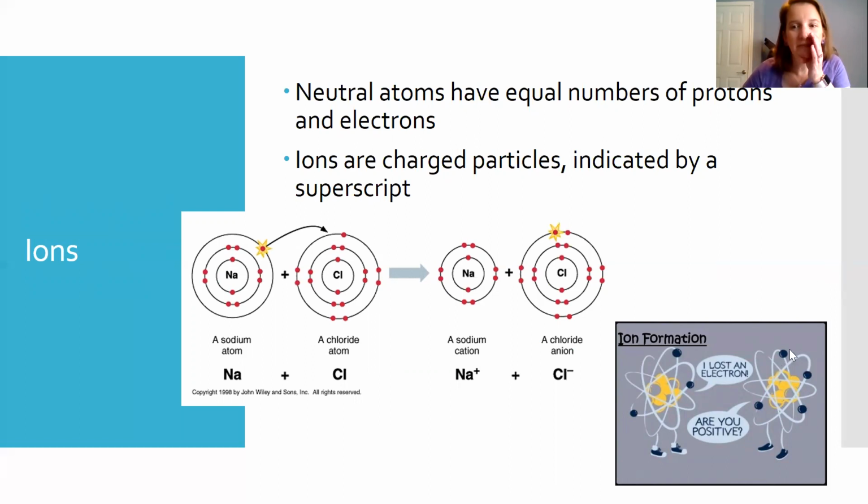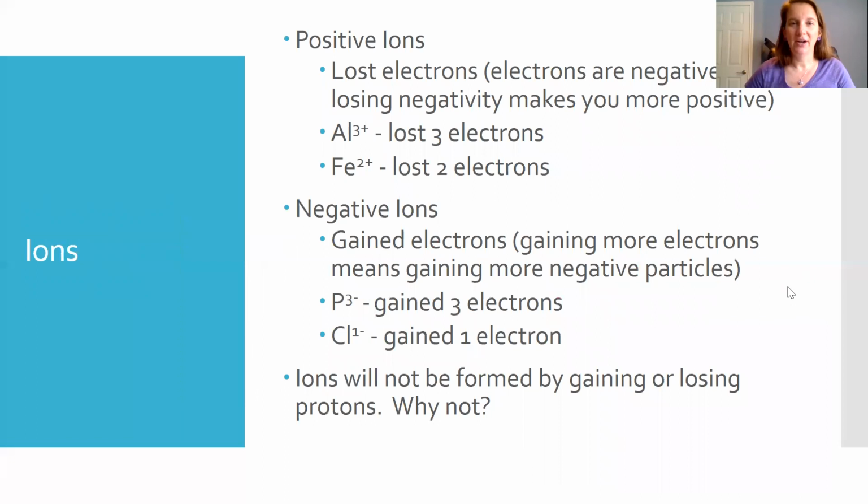I have this shirt that's here at the bottom. I lost an electron shirt. Yeah, I'm positive. All right, so positive ions. Positive ions are formed because the neutral atom lost electrons. We can't add protons, we can only lose electrons. Electrons, remember, are negatively charged particles. So if you lose electrons, that means you have more protons than you have electrons.